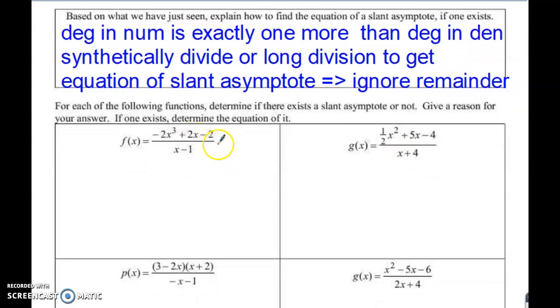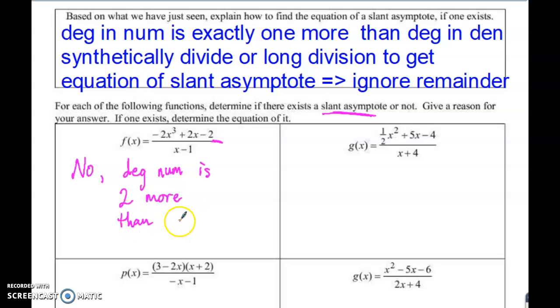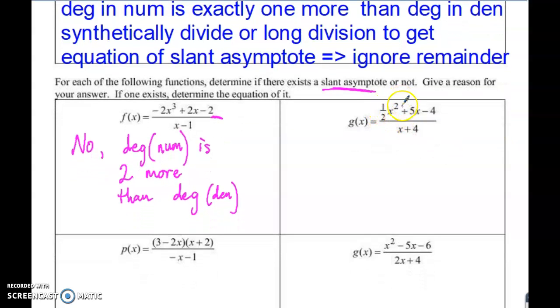So in this problem, we're not going to bother with a slant asymptote on this one. None. Wait, what are we doing? Slant asymptote or not? No, because the degree in the numerator is 2 more than the degree in the denominator. But as we look at the next one, yeah, there's going to be a slant asymptote unless they factor out. That might be a thing that you see.